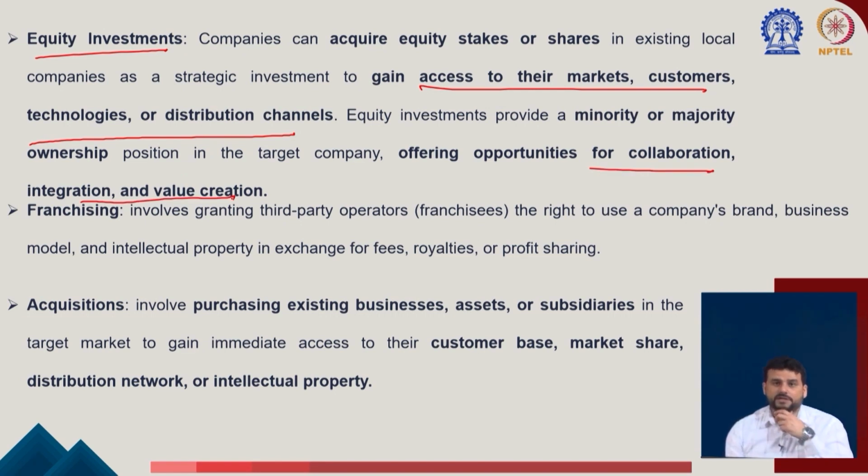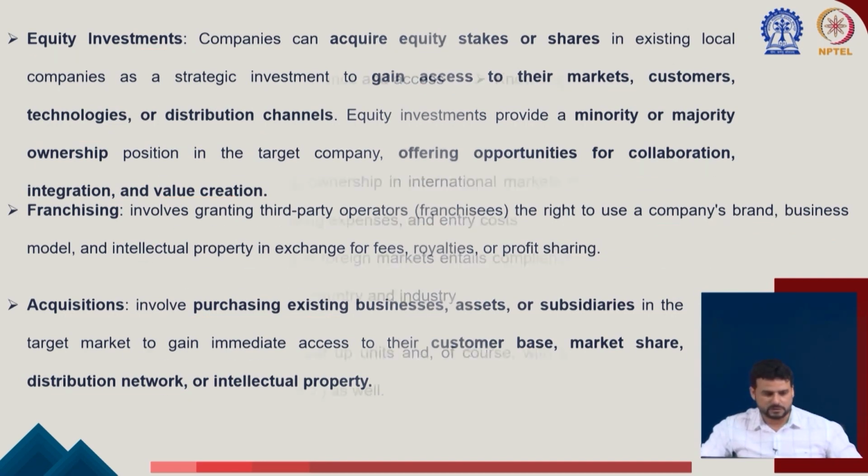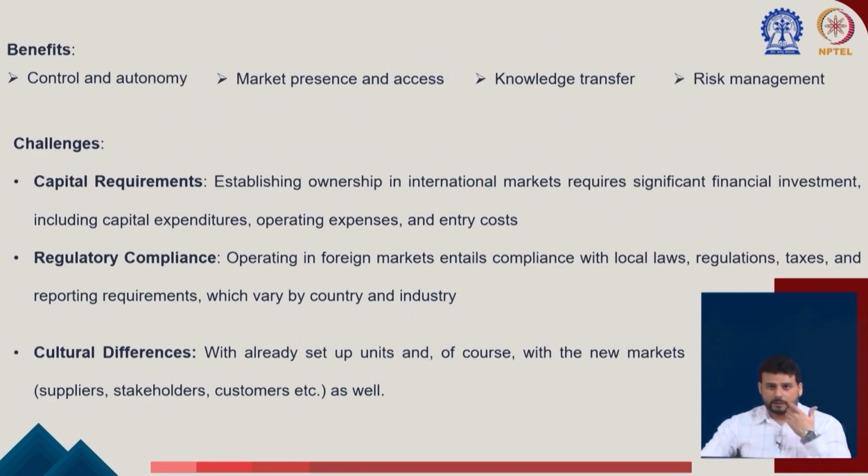Franchising, another option where you can include a third party, granting them the license kind of thing, and they will start operating under your company brand name. You can use the intellectual property, right? Acquisition involves purchasing existing business assets or subsidiaries. So in that way you can go for either forward integration or backward integration, right? So you can acquire your suppliers or your distributors as well. In that way also it can happen. So when you are acquiring 100%, you have control, you can control the policies, market presence and access, obviously.